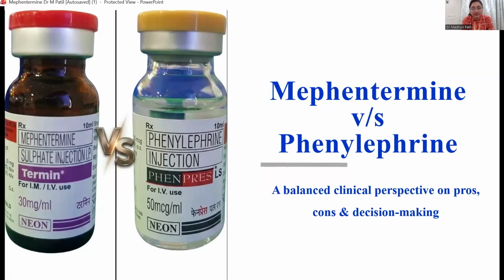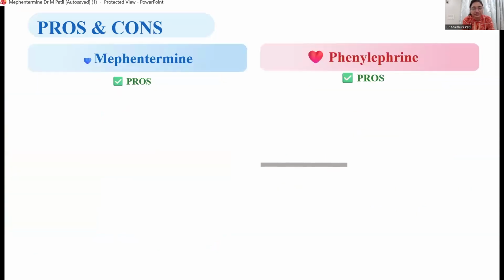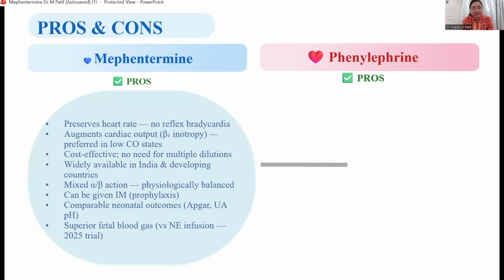So mefentermine versus phenylephrine: a balanced clinical perspective on pros and cons and decision making. These are the recent trials of mefentermine and phenylephrine. Pros of mefentermine: it preserves the heart rate, no reflex bradycardia, augments the cardiac output by acting on beta 1 receptors, and it is preferred in low cardiac output state. It is cost effective, no need for multiple dilutions, and it is widely used in India and developing countries. It has mixed alpha and beta action, is physiologically balanced, and can be given IM.